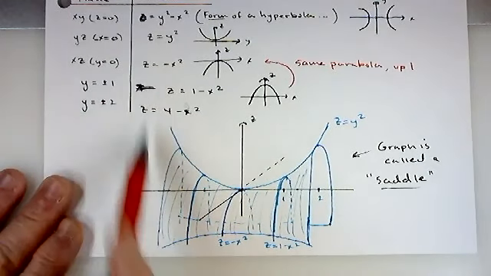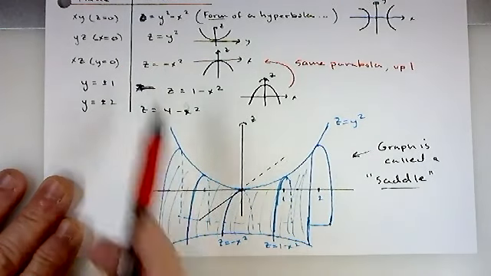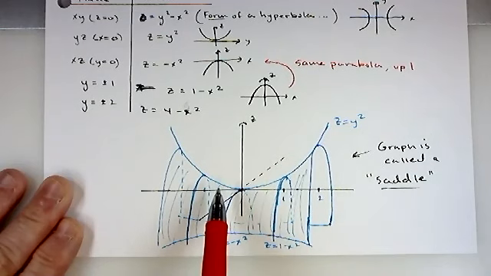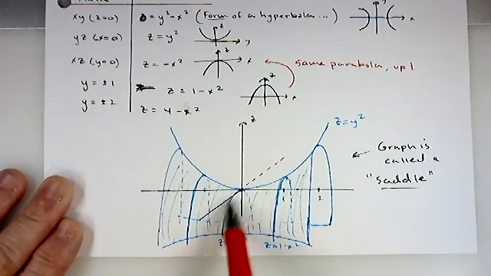So z equals y squared is this parabola again. Z equals negative x squared, if you can imagine rotating this parabola 90 degrees and then flipping it, right? It's an upside down parabola. That is this parabola right here. That's z equals negative x squared.